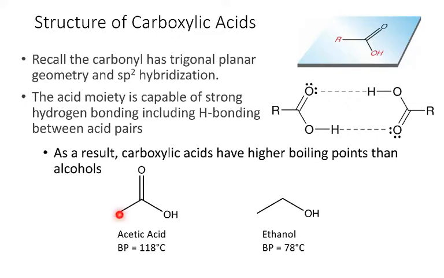If we consider acetic acid, or the more full name would be ethanoic acid, and compare it to its alcohol counterpart ethanol, you can see that due to the much stronger hydrogen bonding in the carboxylic acid, we have a significantly higher boiling point than we do even in an alcohol.